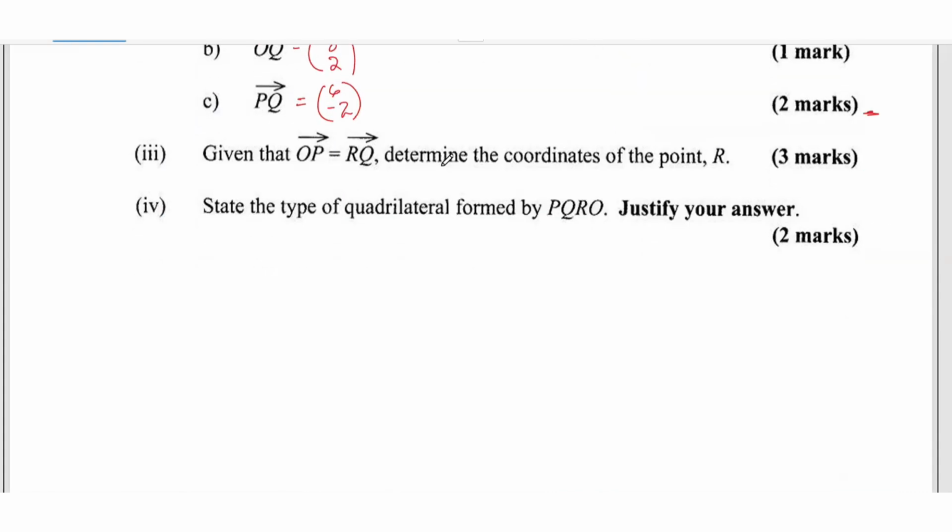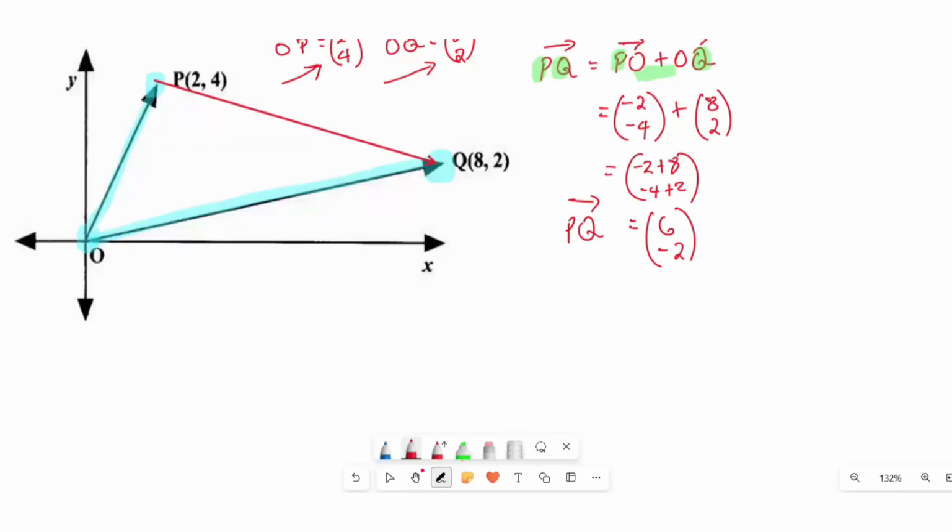Now, as we go further, we're now asked, given that OP is equal to RQ. Now, we want to make sure that we understand this. OP is equal to RQ. Let us write this information. In other words, I've been given a second piece of information. I was told that RQ is equal to OP. OP is 2, 4. So that means this is also 2, 4, right? So we just got that. RQ is the same thing as OP, right? So we got that.